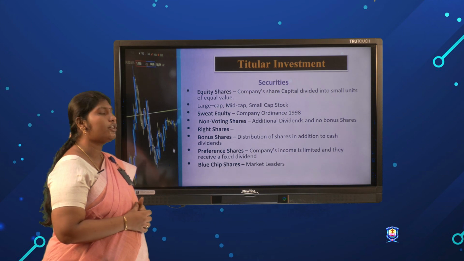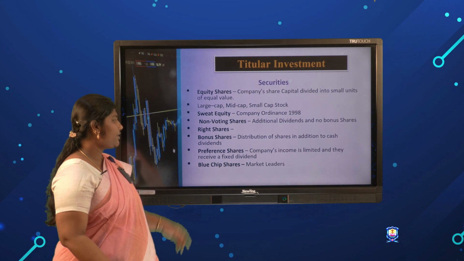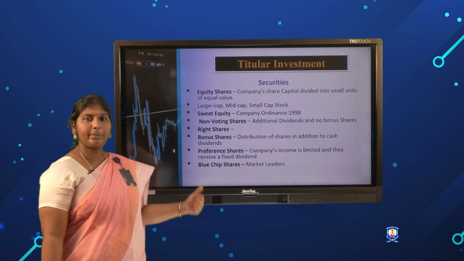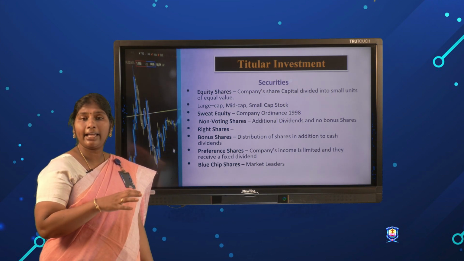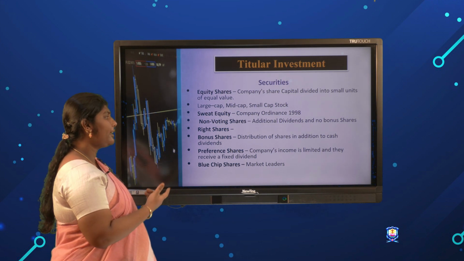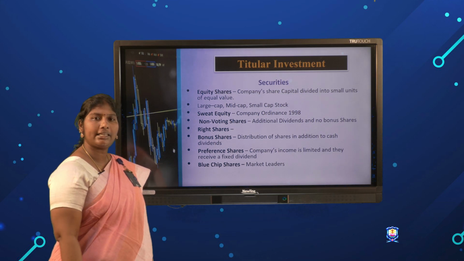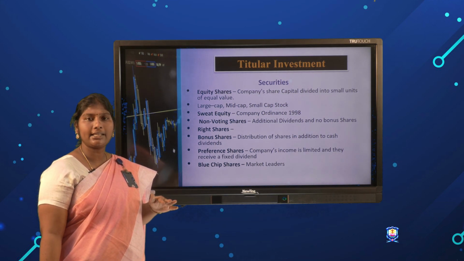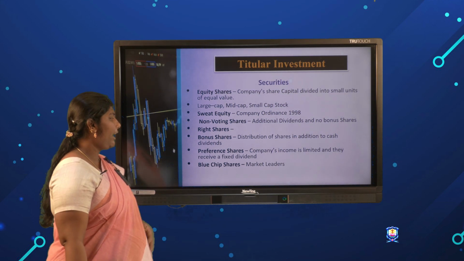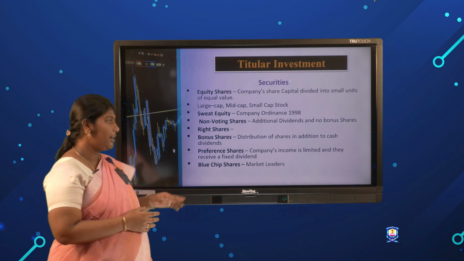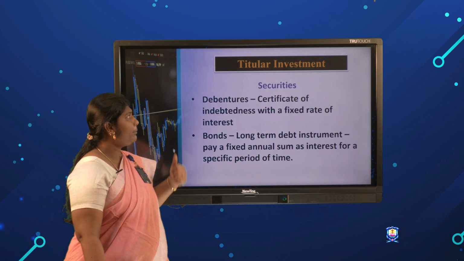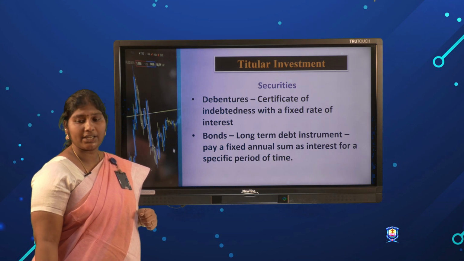It is a distribution of shares in addition to the cash dividends. Then we have the preferential shares. Preferential shares have a preferential right, wherein the company's income is limited and they receive a fixed amount of money as dividend. Then we have the blue chip shares. Blue chip shares are shares of market leaders. The next type of titular investment is debentures.